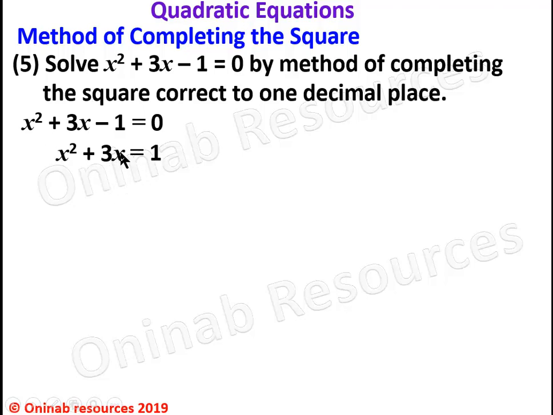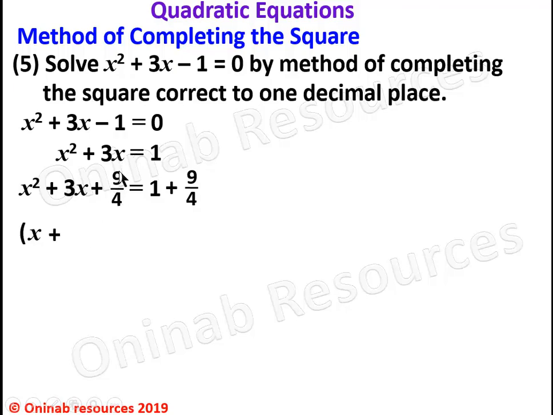Then we are going to add 9 over 4 to both sides. So we have x squared plus 3x plus 9 over 4 is equal to 1 plus 9 over 4. So the left hand side now is a perfect square. So we factorize it, open bracket, pick x. From x squared we find the square root, which gives x. We are interested in only the sign of the middle term, which is plus.